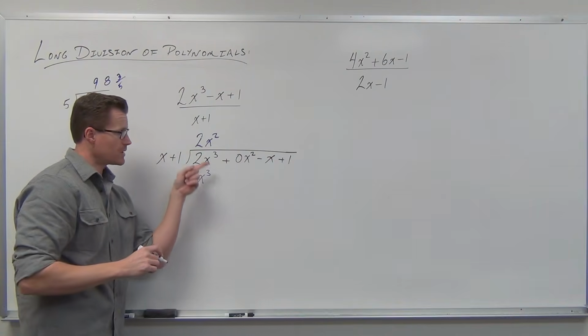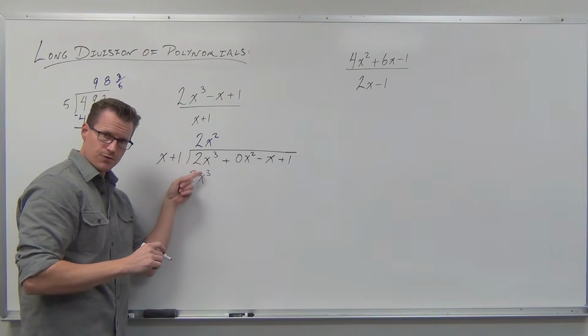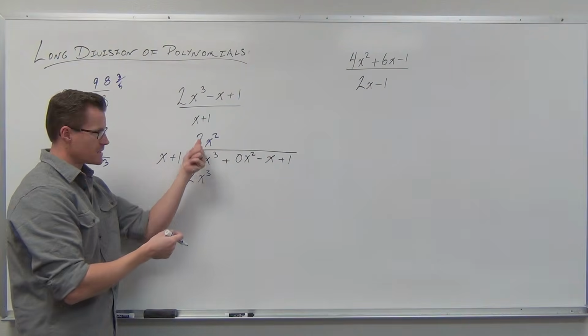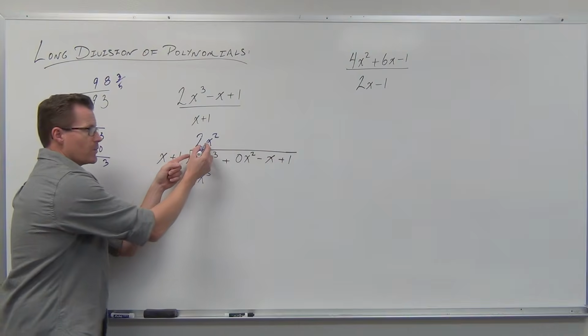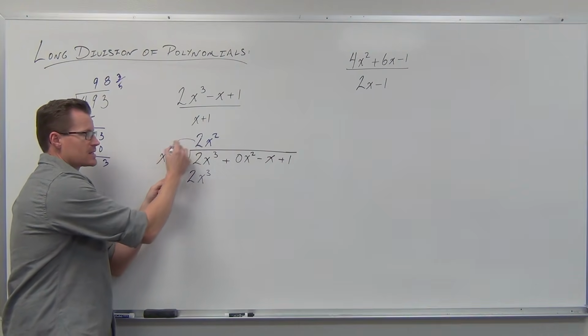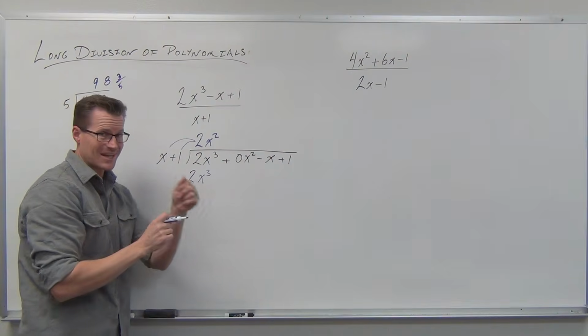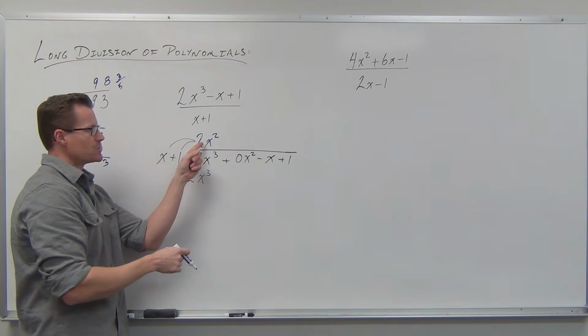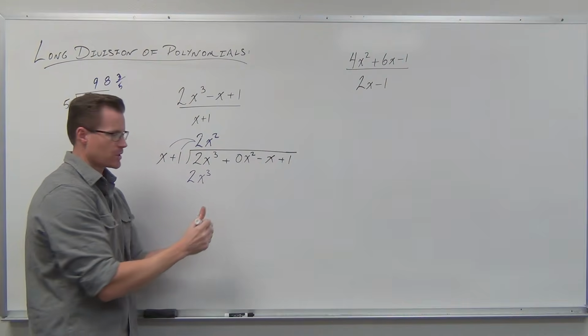I'll tell you what, if you're not getting exactly the same thing here for your first 2 terms, you're doing something wrong. You made a mistake on your division. So we distribute 2x to the second times x, 2x to the third. 2x to the second times 1. Check this out. It's why you have that. 2x to the second times 1 is 2x squared.